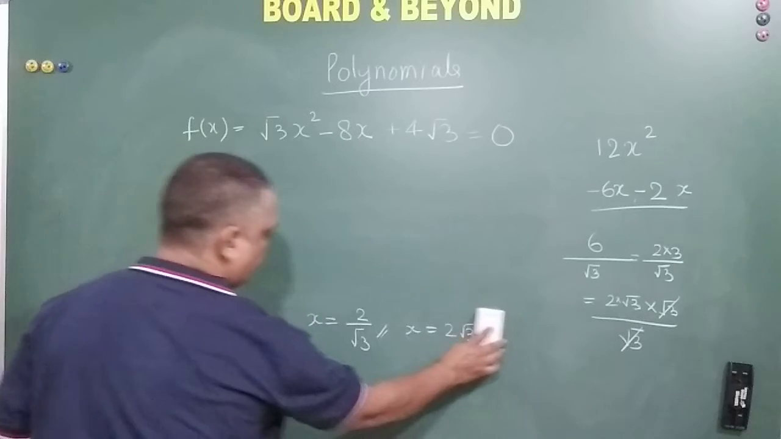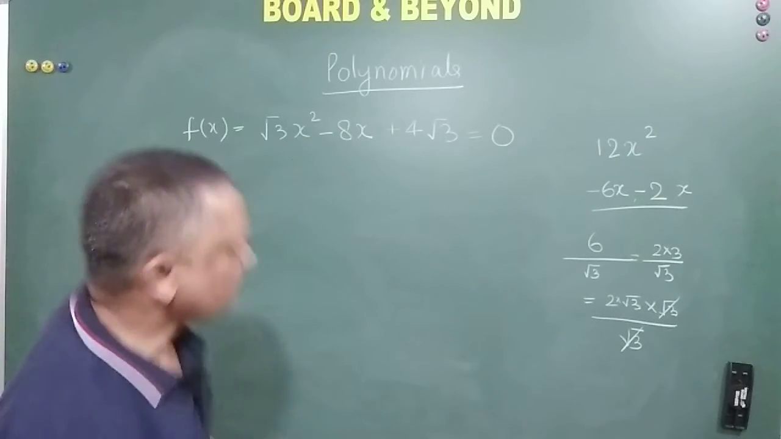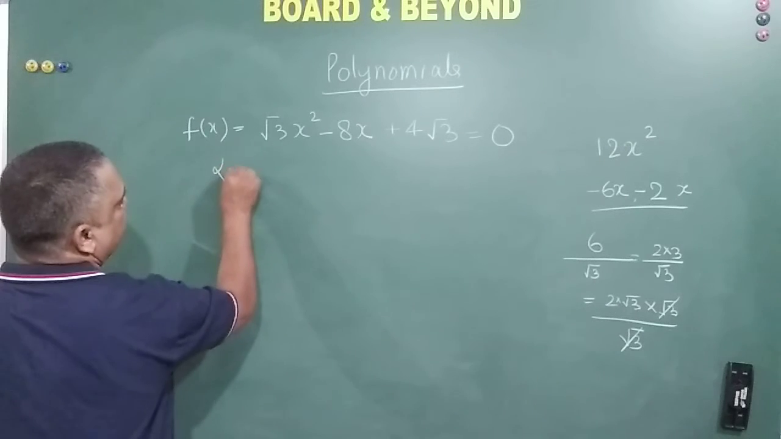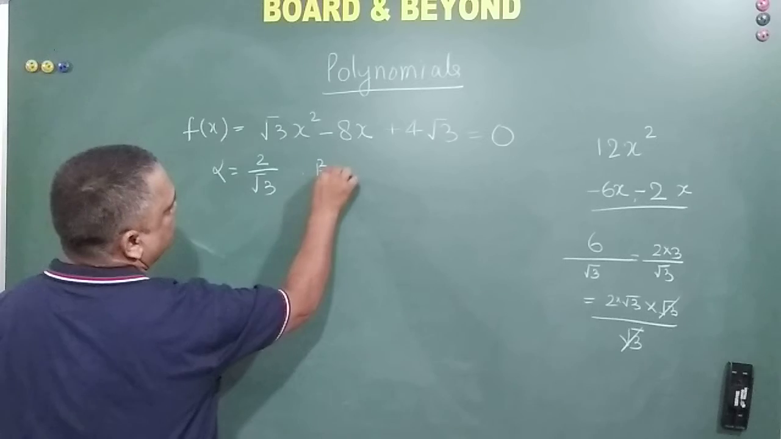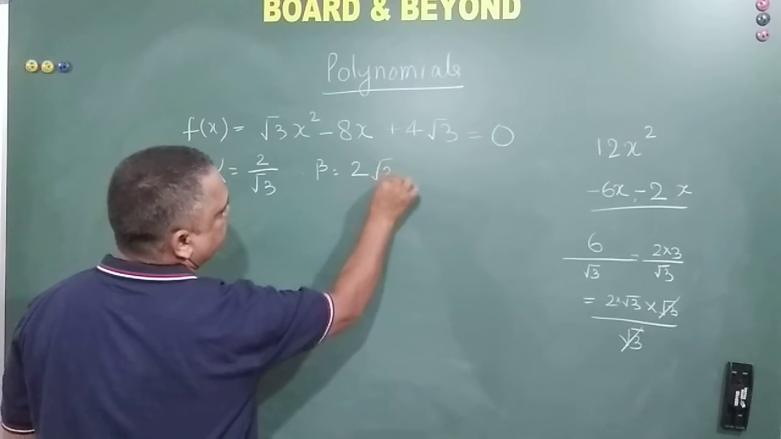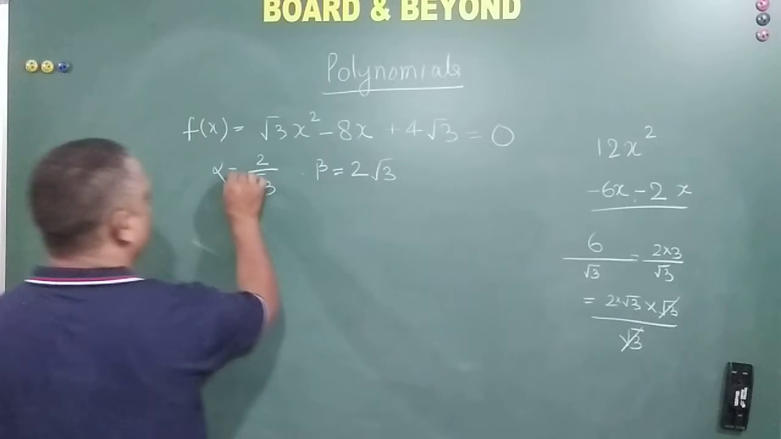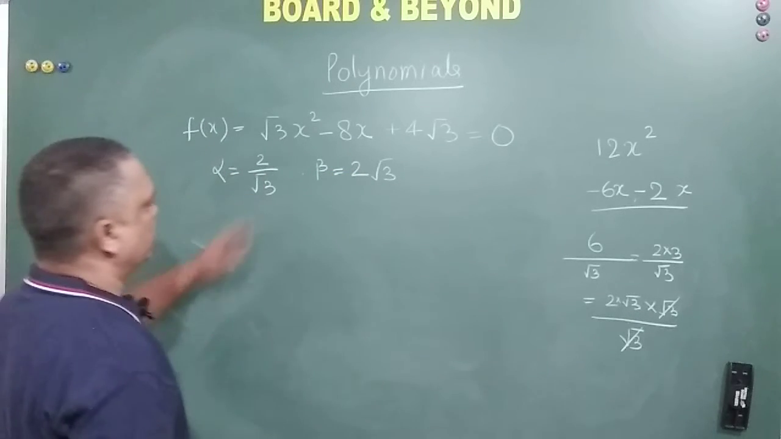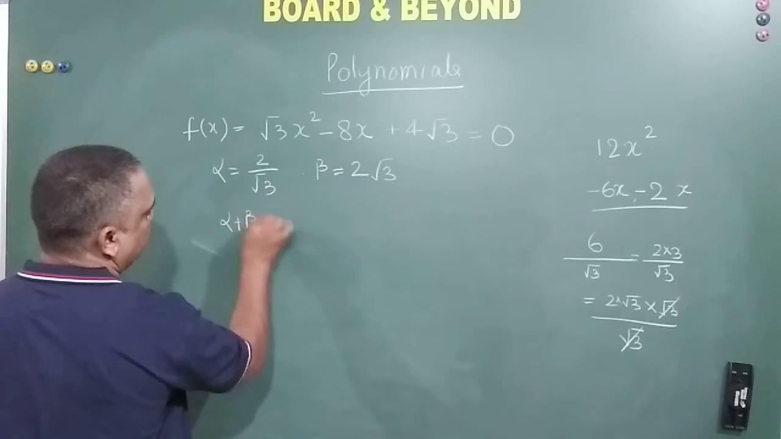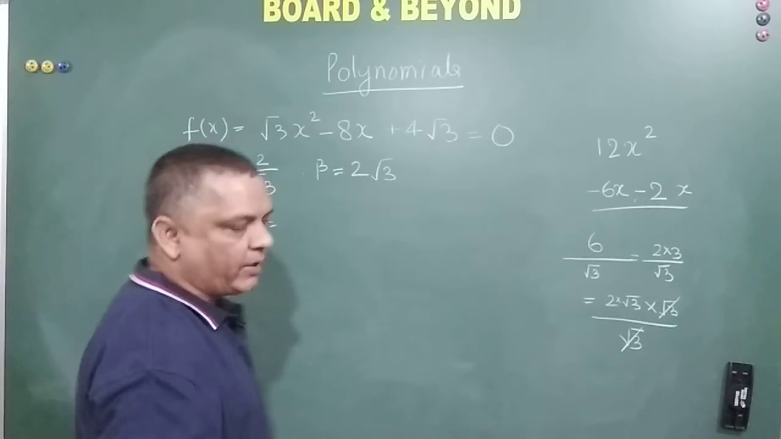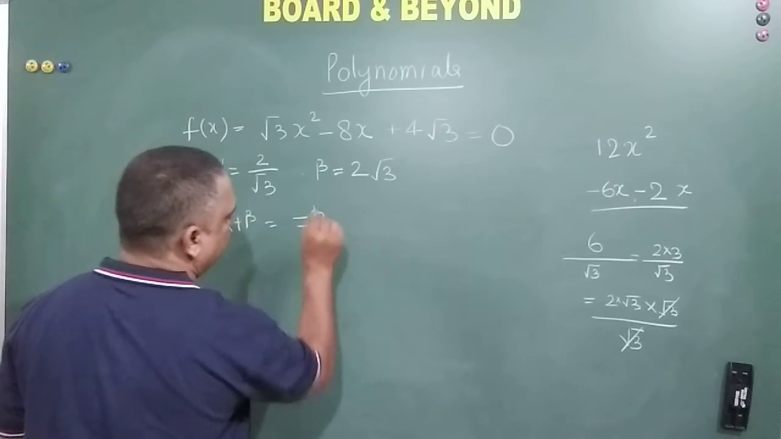2 by root 3 and 2 root 3, right? Let's say alpha is equal to 2 by root 3 and beta is equal to 2 root 3. These are the two roots for this quadratic polynomial or equation. Now alpha plus beta is equal to minus b by a.